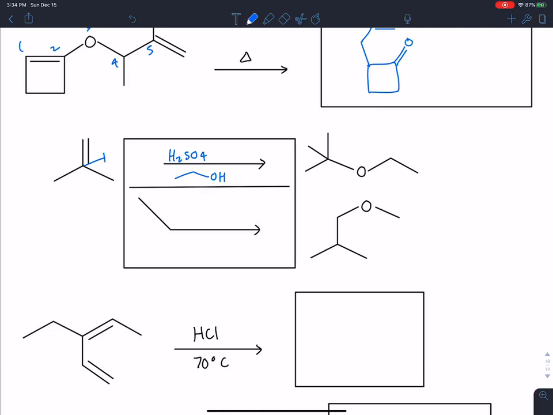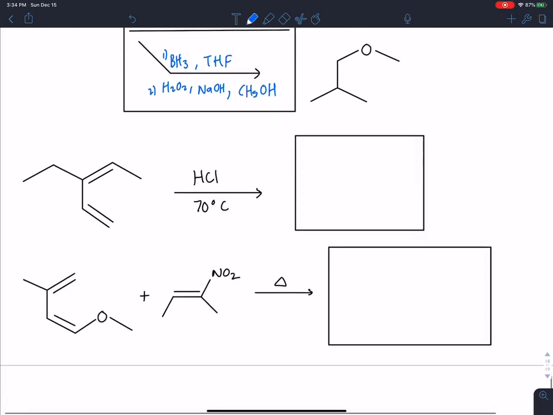And that one is hydroboration, so we do BH3, THF. Step 2 is H2O2, NaOH, and then instead of water I use methanol, CH3OH.